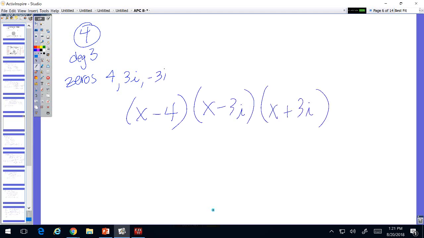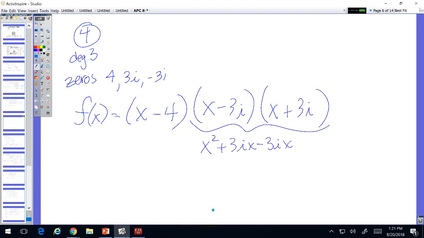So if we're going back to write the function now, we're going to multiply this back, and I'm going to start with the second two. The reason I do is because they're conjugates, and when you multiply conjugates, what happens? The outer and the inner will always cancel. So here I have x squared plus 3ix minus 3ix. There they go. Look at them canceling. Minus 9i squared. So every time, when I multiply conjugates, those outer and inner terms are going to cancel. I usually don't even write them.